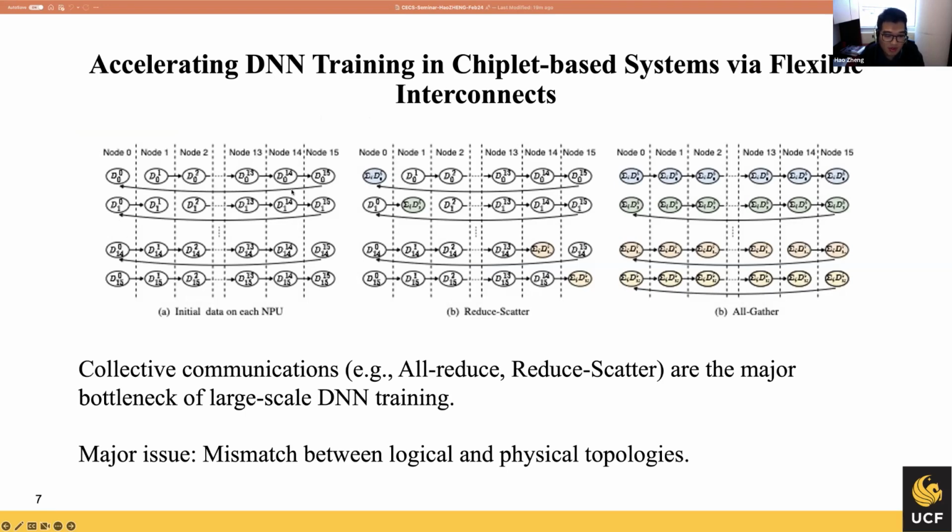To enable this distribution, people propose collective communication libraries, such as all-reduce or reduce-scatter, to perform the gradient updates. For example, this is an example of the tree-based all-reduce operation. All those partitioned data are propagated to the adjacent nodes to perform the accumulation. But the major issue is that there's a mismatch between these kinds of communication patterns and the physical topologies. A significant amount of those network resources are underutilized.